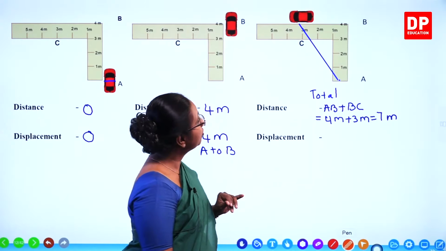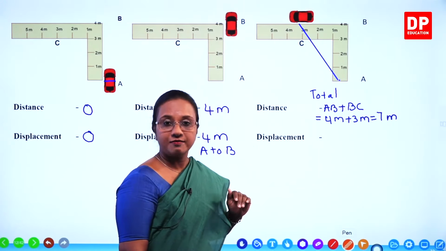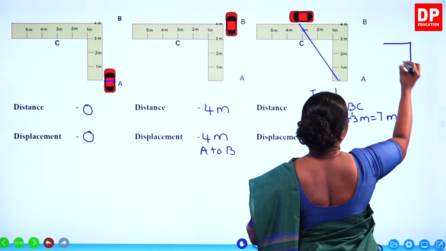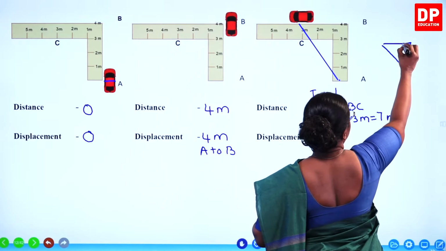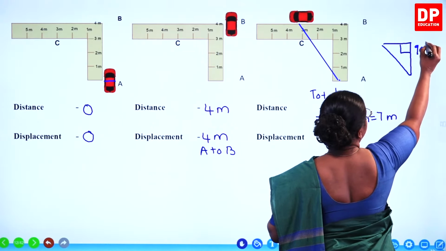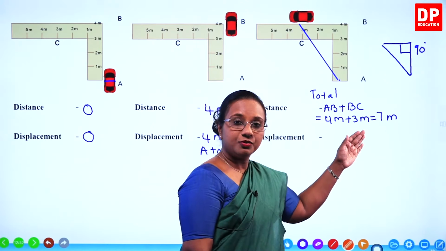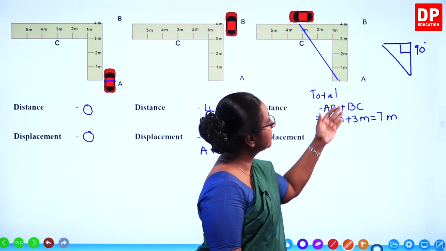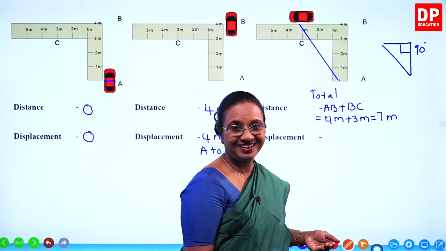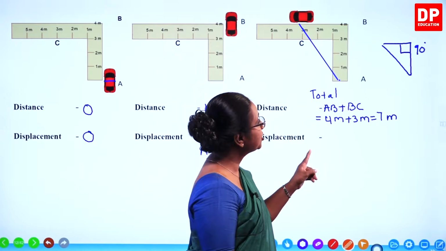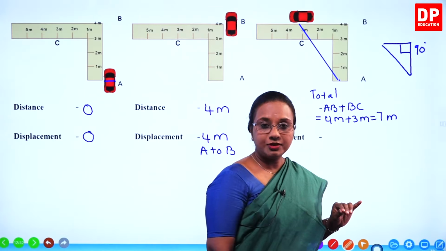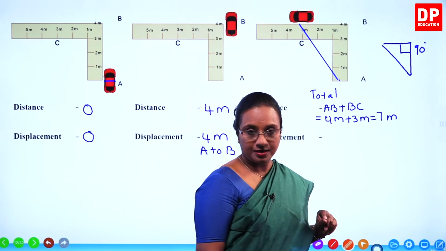From this, if you look at the shape of the path traveled by the car, you can see it looks like a triangle. A triangle like this with this particular angle, which is a 90 degrees angle. And you know, a triangle that has a 90 degrees angle is called a right angle triangle. Now you will remember the relationship between the lengths of this triangle. This is given by the Pythagoras theorem.